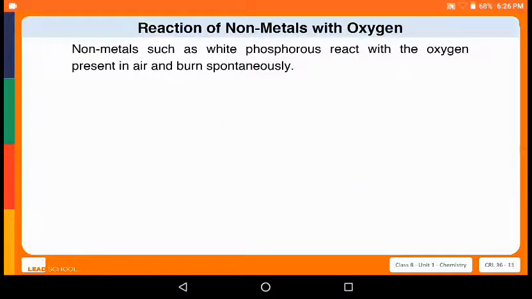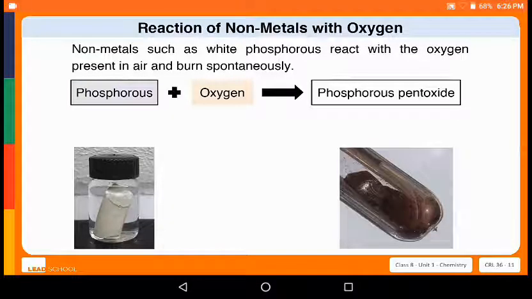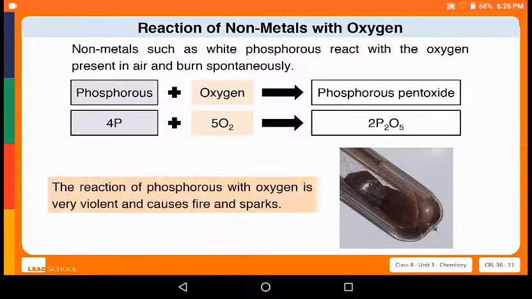Let us see another example. Non-metals such as white phosphorus react with oxygen present in air and burn spontaneously. Phosphorus plus oxygen gives phosphorus pentoxide, or 4P plus 5O2 gives 2P2O5. The reaction of phosphorus with oxygen is very violent. It causes fire and sparks.